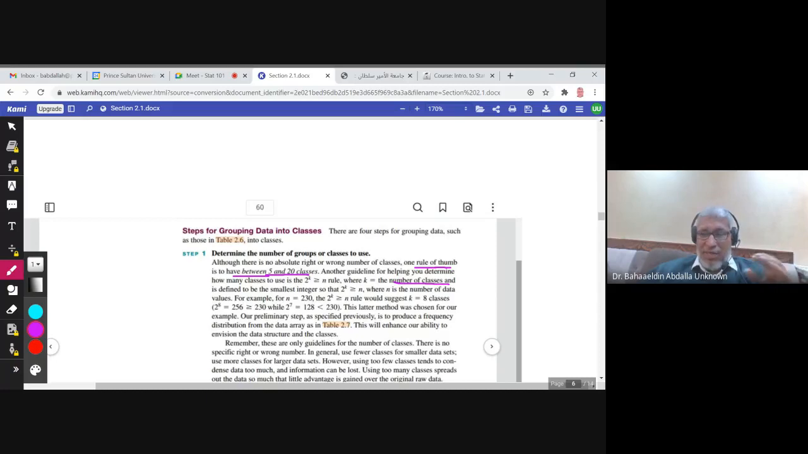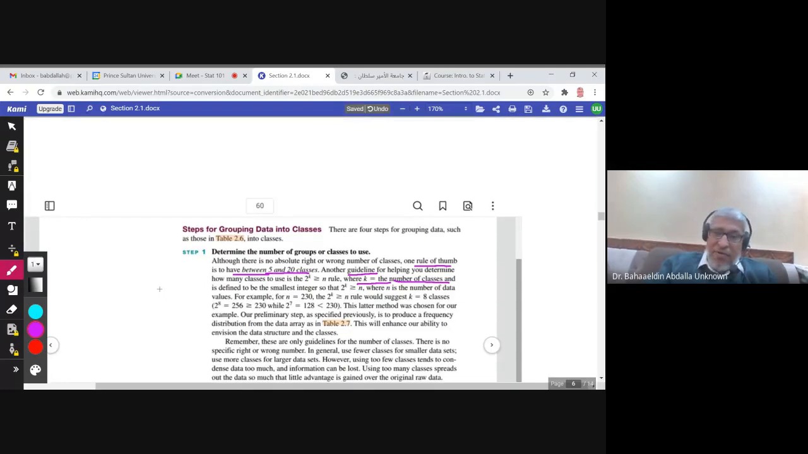So there is nothing here correct or not correct. Everything is possible. You can choose 5, 6, 7, 8, whatever you like. But there is a method. There is a guideline we can follow to determine K, which is the number of classes.